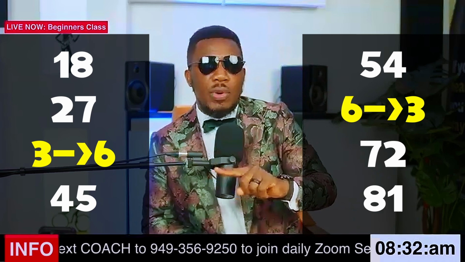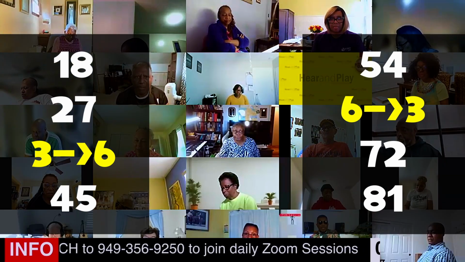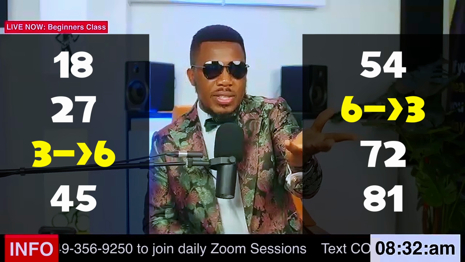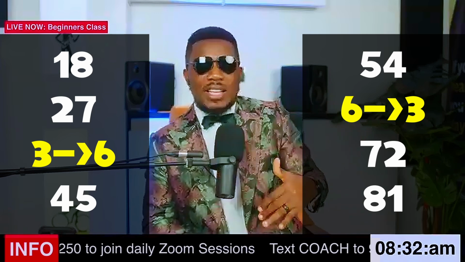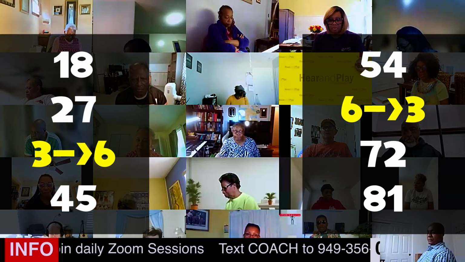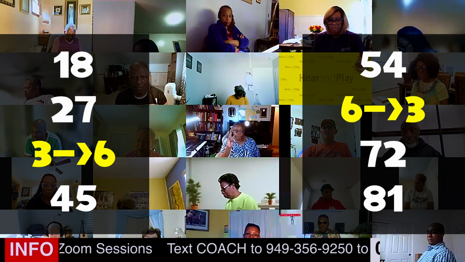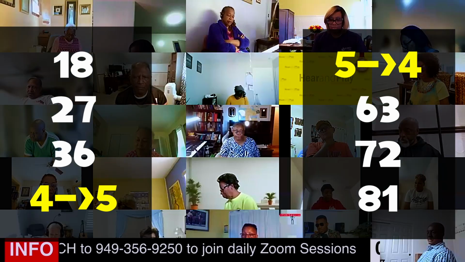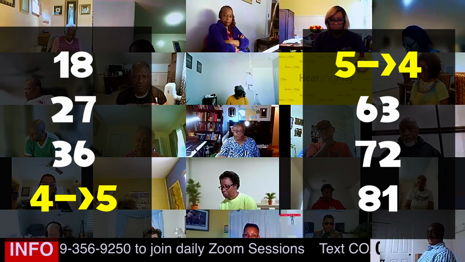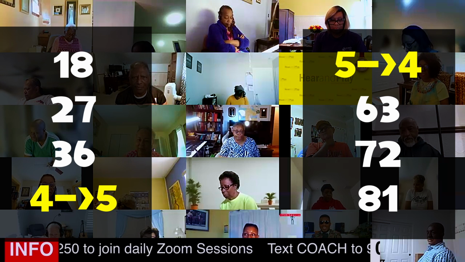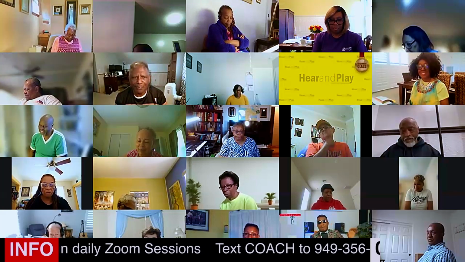The inversion of a third produces what interval? A sixth. 36. And the inversion of a sixth, remember 63, produces a third. The inversion of a fourth produces what interval? A fifth. 45. How many folks are excited?